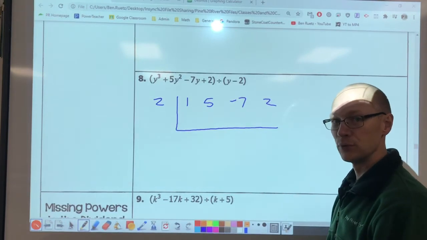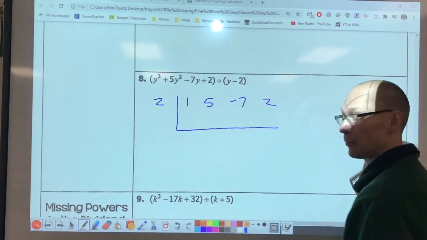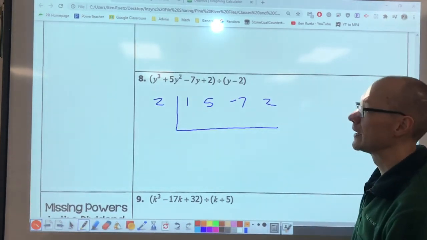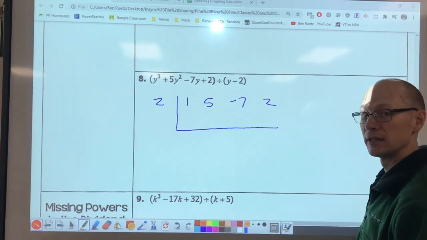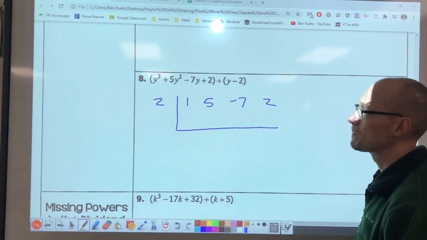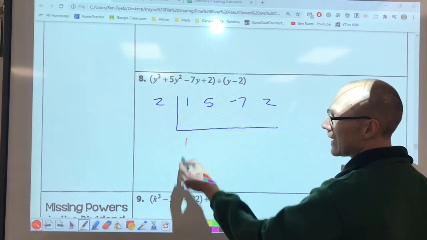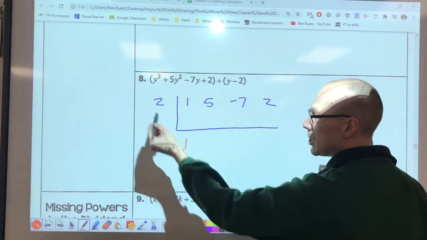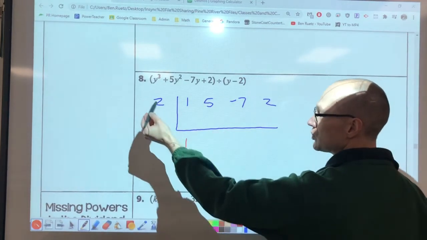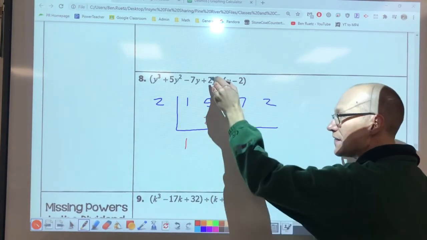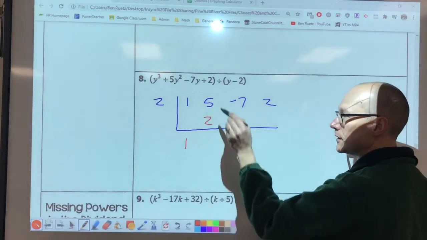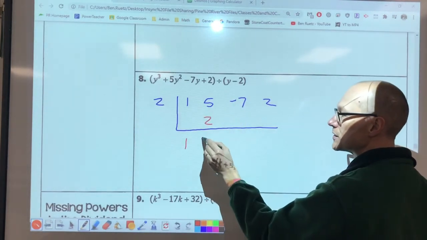And now I'm going to go through and do my synthetic division. If you want to pause it right here, you can try it. Otherwise, keep watching. All right, so the process is to bring numbers straight down and multiply diagonally. 2 times 1 is 2. And then I add vertically. 5 plus 2 is 7.